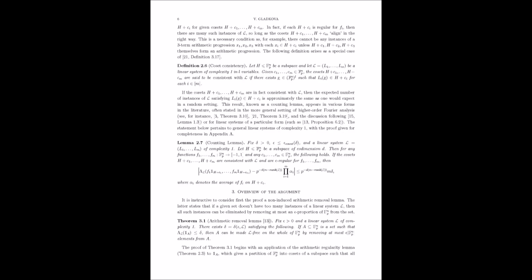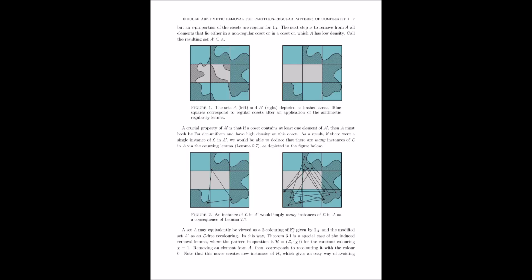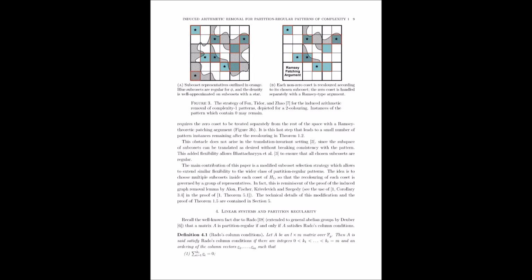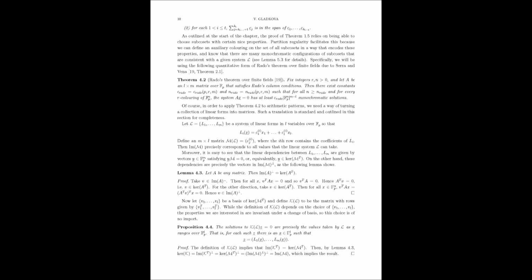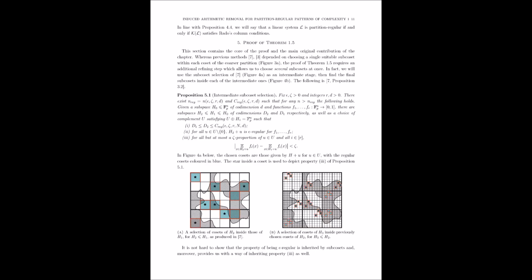Instead of choosing a single subspace as a representative, we carefully select multiple subspaces within each coset of a coarser partition. Imagine we have this initial division of our vector space into these larger cosets. It's kind of like dividing a cake into slices. And then within each slice, we choose several smaller pieces, each representing a different subspace. This gives us a lot more flexibility when we define our recoloring. So it's like having a team of representatives instead of just one, giving us more options to work with. Exactly.